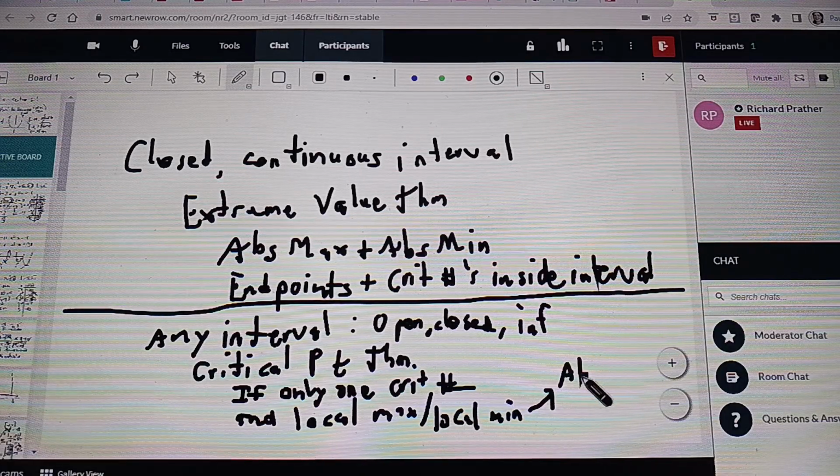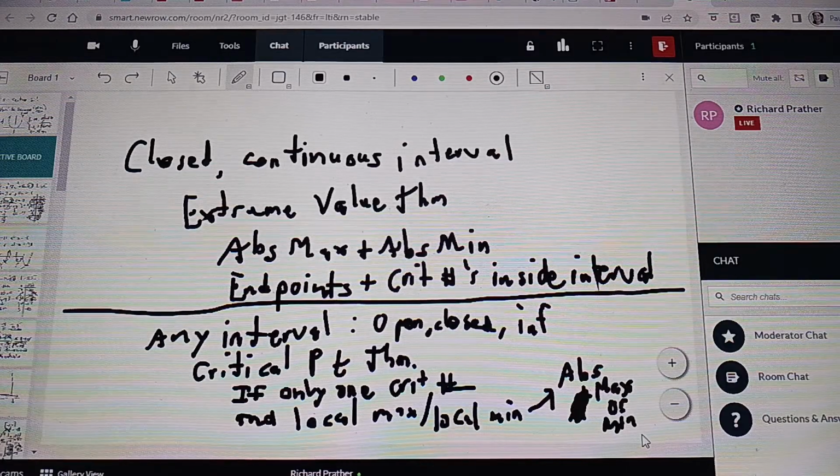Then it becomes, and you can only get one or the other, not both. Oops, absolute, I was trying to write max and min, but I started to mess up. So absolute max or min. It's only one or the other, because you only have one to work with. Something can't be a local max and a local min at the same time. And it may not be a local max or min.